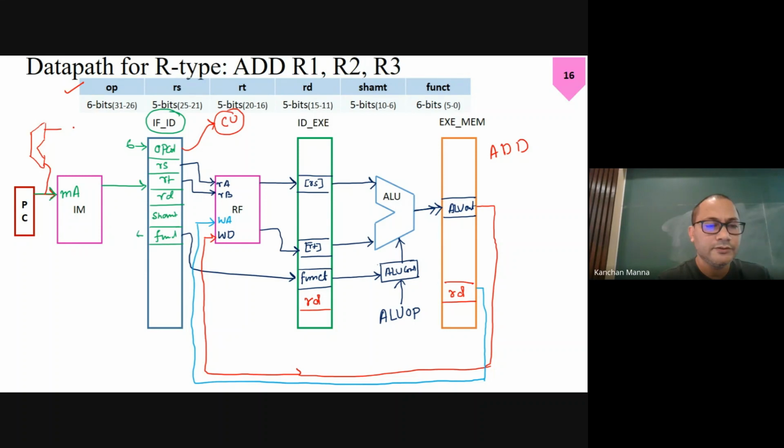PC and then 4. Got it? This is performed by the adder. Yes, the adder. Then what will happen if you want to perform this? What do you think? Is it a multi-cycle one? Yes, but this is not the multi-cycle one.